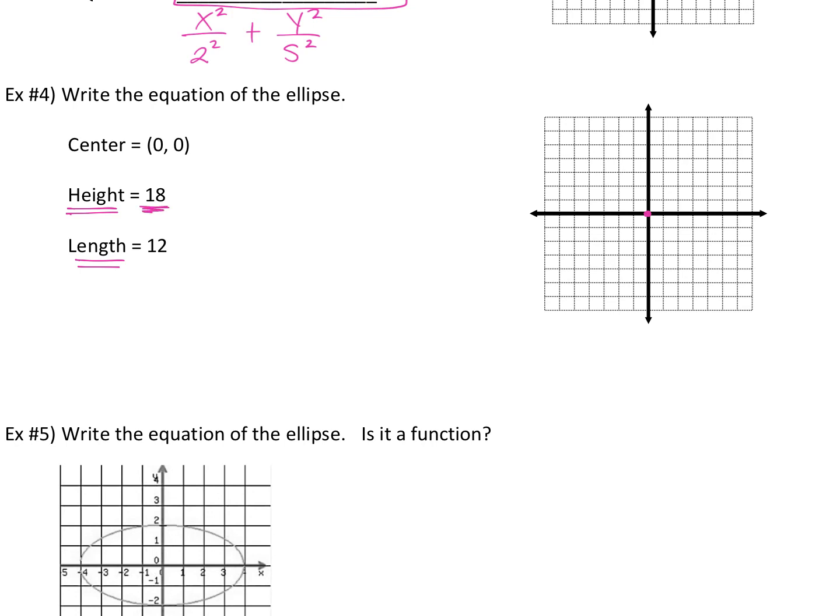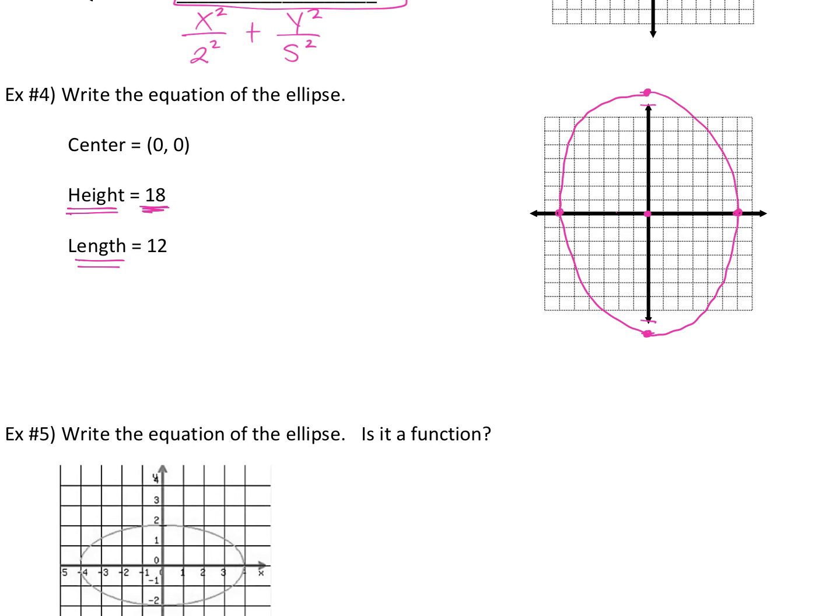If our height is 18, how far up are we going? 9, right? 9 up and 9 down. 1, 2, 3, 4, 5, 6, 7, 8, 9. Okay, and down 9. So those are going to be our vertices. The length is going to be 12. So 6, 1, 2, 3, 4, 5, 6, and 1, 2, 3, 4, 5, 6. Okay, and again, you don't have to graph this. If it helps you to graph it, then graph away, but you don't have to, okay?